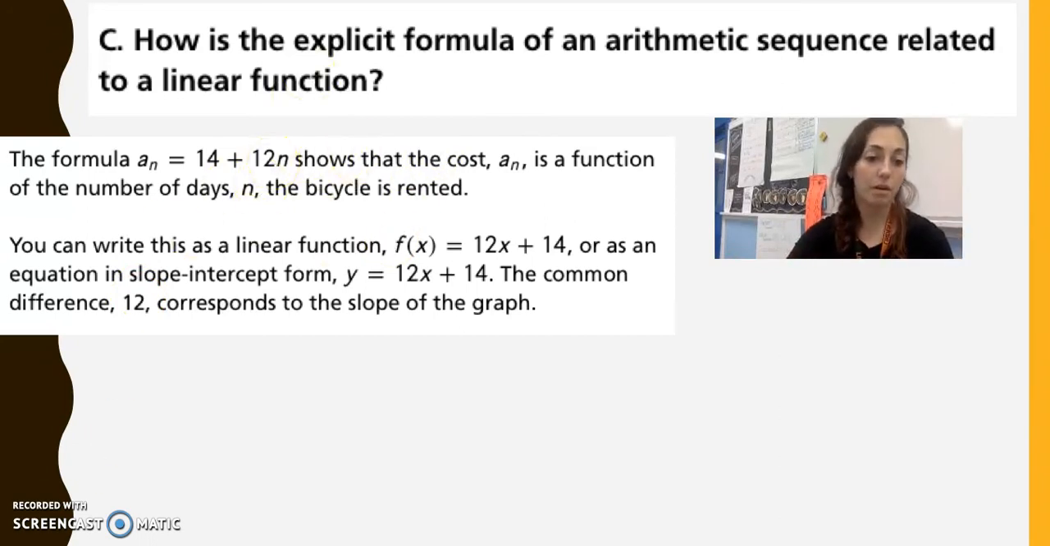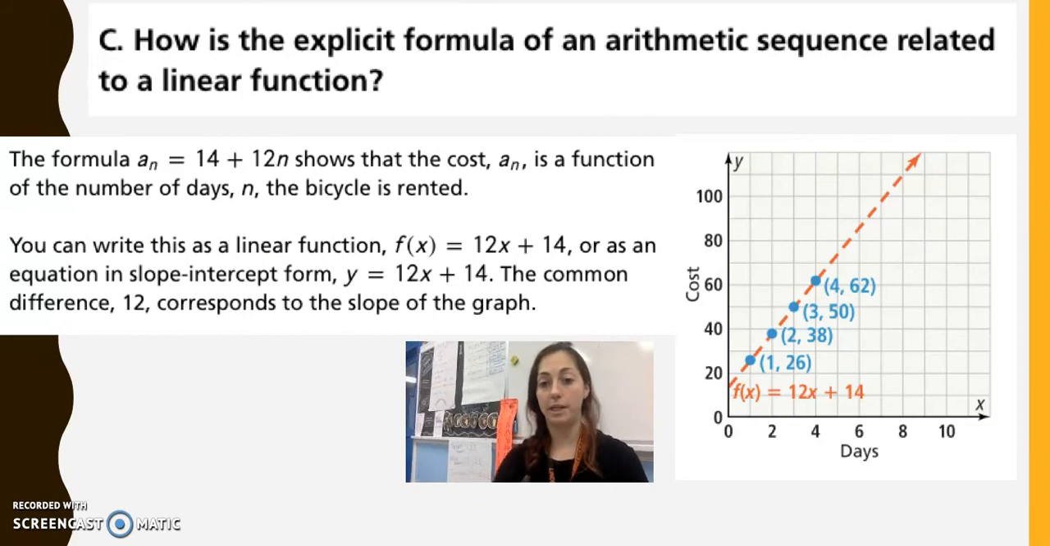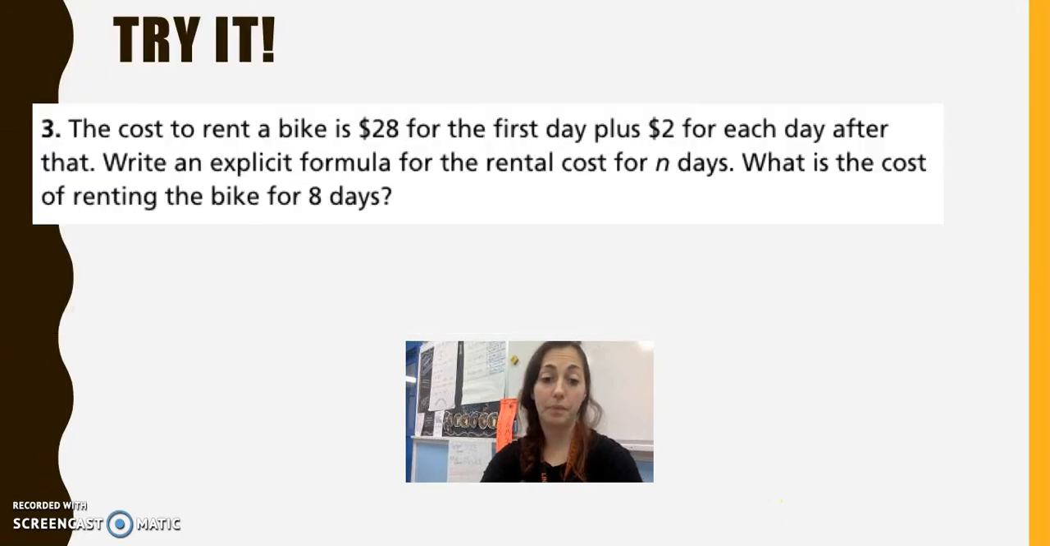If you plot these points, say here's a coordinate plane, and for days we went by ones, we just didn't write every other one, and for costs we went up by 10s, we just didn't write every other. So if we plot the points 126, 238, 350, 462, you see they're on a straight line. So f of x is the same thing as y equals 12x plus 14. So again, slope 12, y-intercept 14.